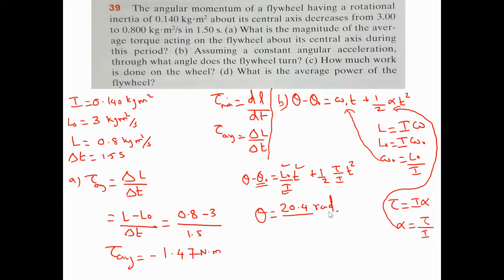Okay, what is the third question? How much work is done on the wheel? Brother, we already studied the formula for work done. Do you remember this formula? Work done is equal to tau multiplied by theta. Because we already know W is equal to F multiplied by d. If you replace the force with the torque, you write tau. If you replace the distance with theta, you write theta.